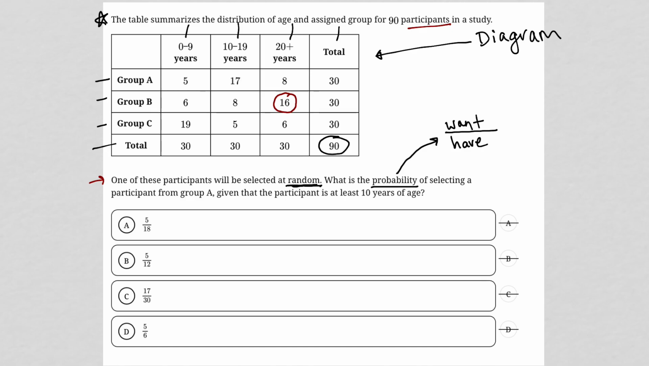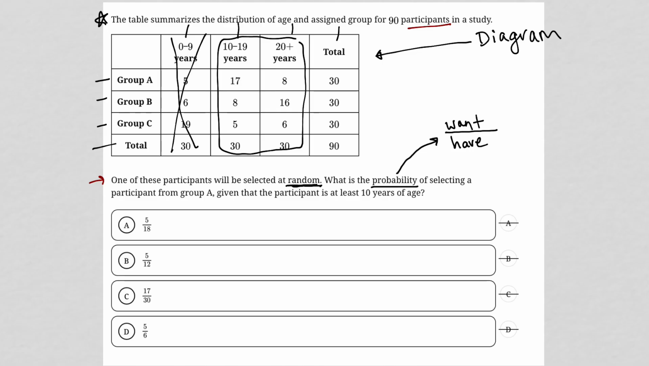Okay, so what do we want? What is the probability of selecting a participant from Group A? So I want a participant from Group A, given that the participant is at least 10 years of age. All right, so what do I have? Well, I don't have 20 plus year olds, right? So those are all gone. To say I'm at least 10 years of age, I don't have 10 to 9. Actually, that's wrong. I'm at least 10 years of age does in fact mean, let's get rid of that, I'm between these two. This is the one that's crossed out, right? I'm not less than 10 years of age.